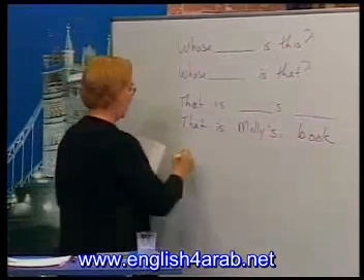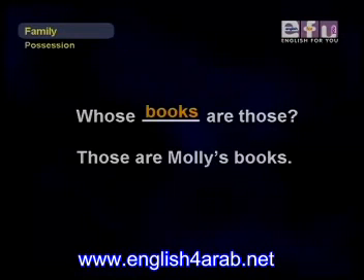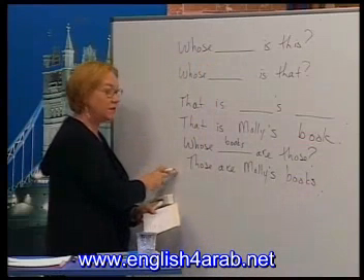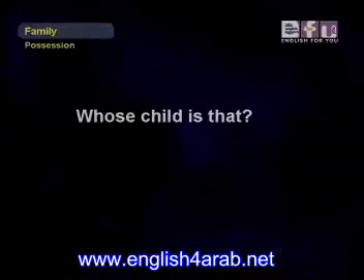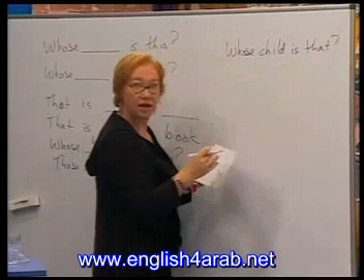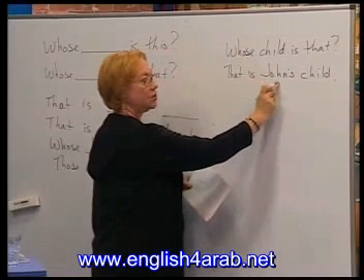Okay? Here's another one. Whose books, for example, are those? Those are Molly's books. Whose books are those? Those are Molly's books. All right? And here's a couple of other examples. Whose child is that? That is John's child. All right?